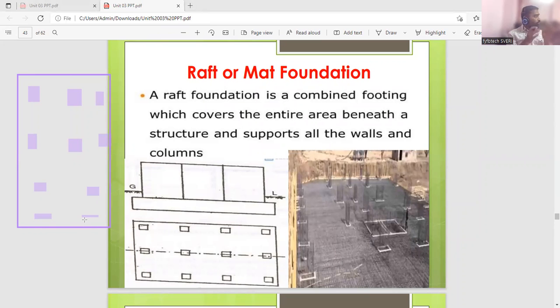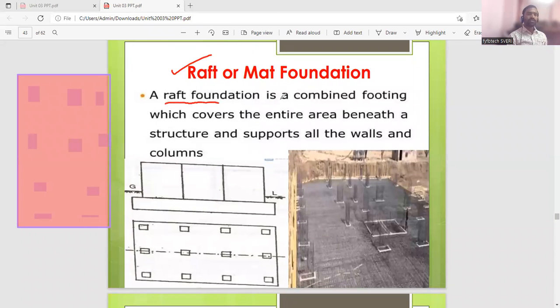So if individual footing is provided, it is not economical. Okay, for this what do we do? I will take one column footing and I will provide for all, all of it is combined. For all the columns, one foundation is laid. That is combined for all. Such a footing is called as mat or raft foundation. Raft foundation or mat foundation.